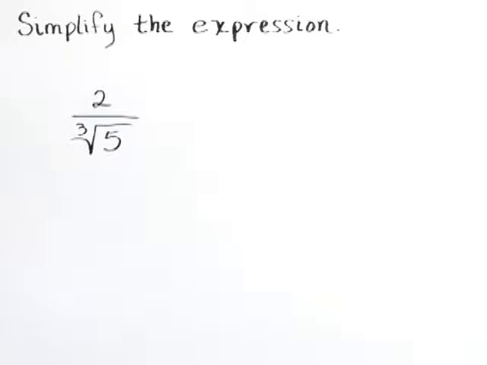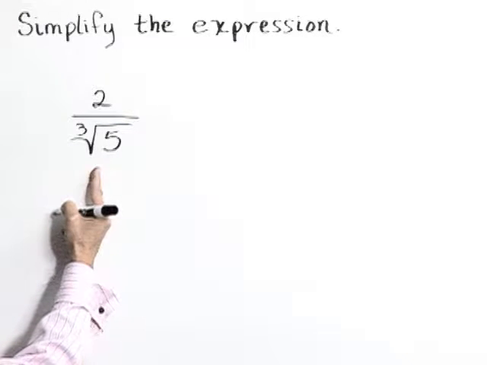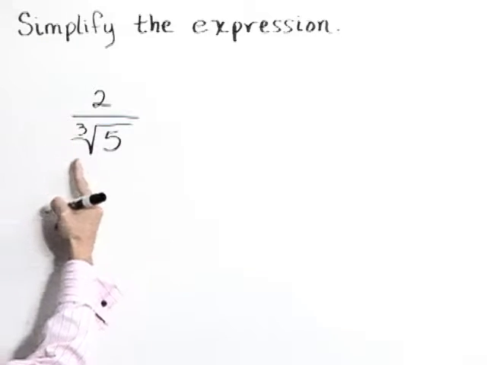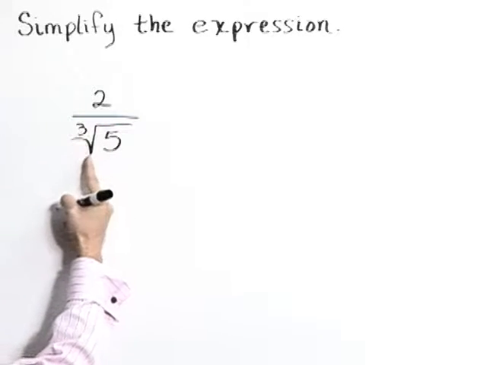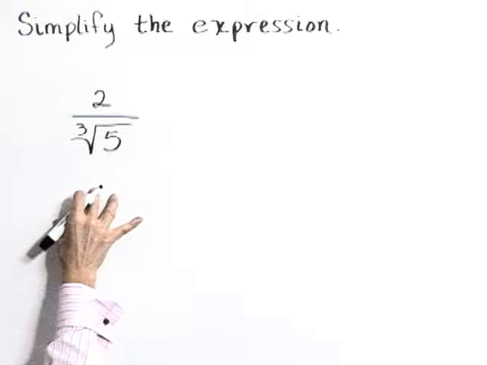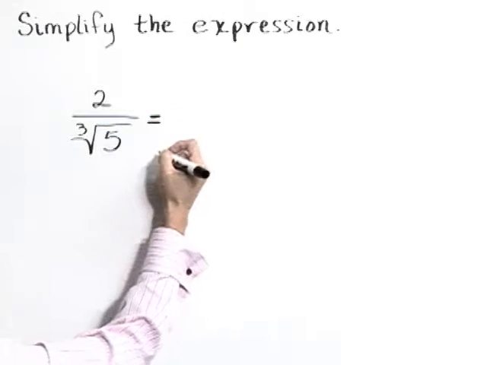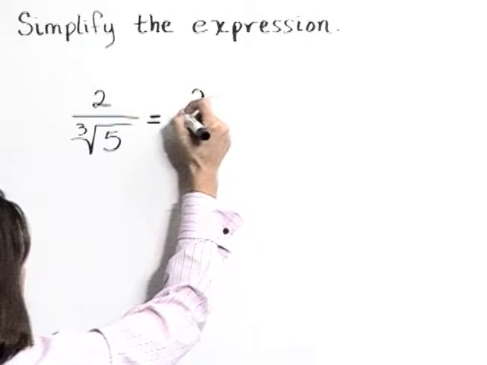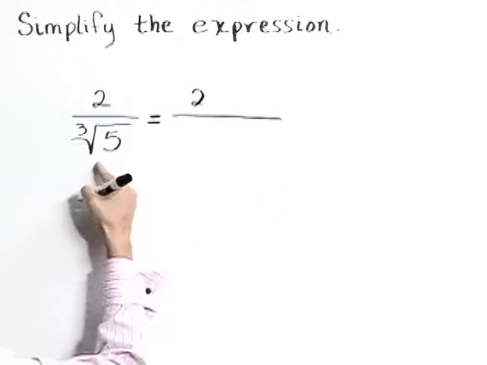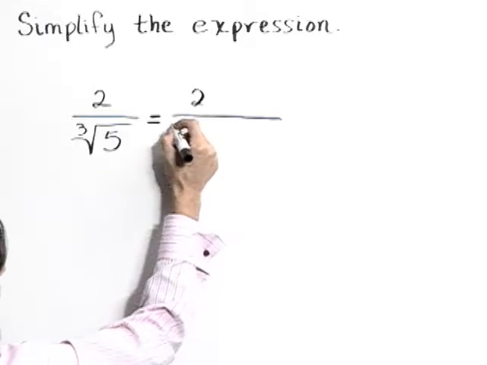Simplify the expression 2 over the cubed root of 5. Now, to simplify this expression, we're going to remove the radical from the denominator. So let's multiply this fraction, both numerator and denominator, by the same quantity, something that's going to get rid of that cubed root.